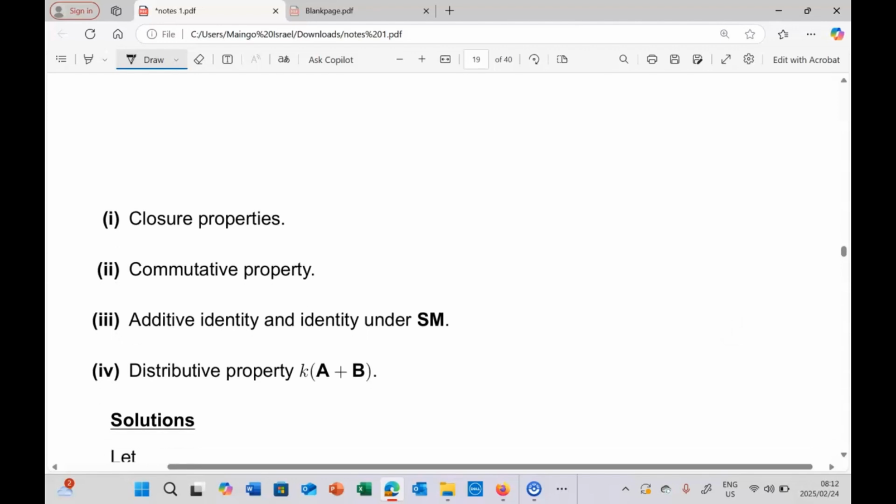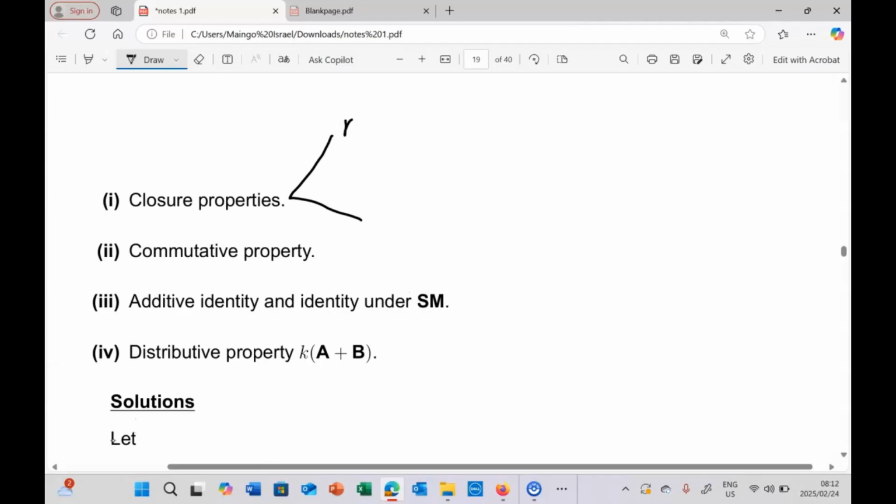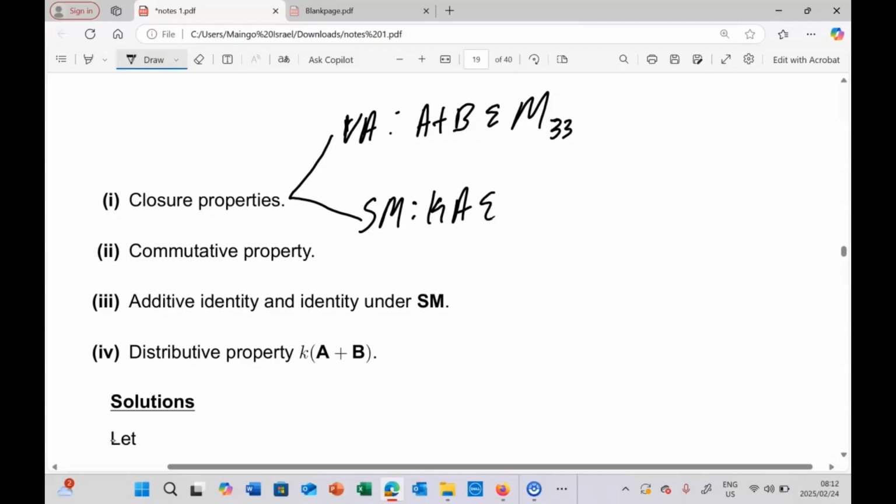The closure properties are the two things that we always have to talk about. Also we need to talk about vector addition, since they didn't specify it, and also scalar multiplication. So that's proving that A plus B, two matrices, belongs to M33. And that's proving that KA belongs to M33.